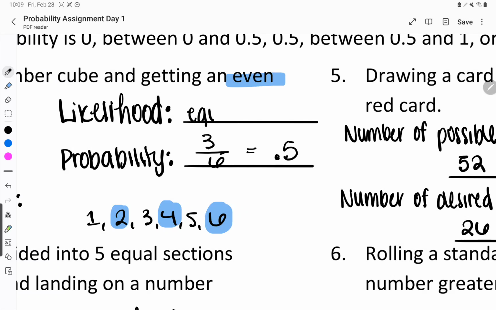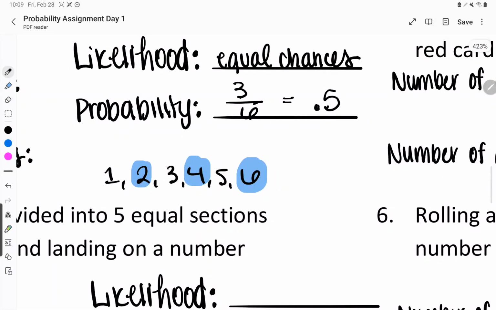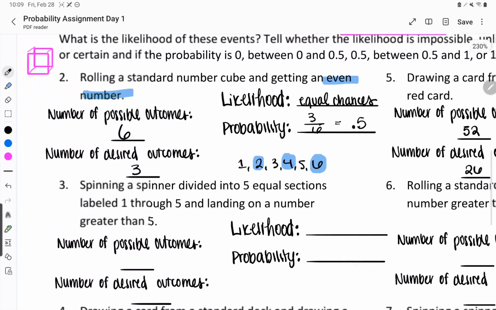So equal chances is what I'm going to put because that's a really long word. Equal chances of it happening. There is an equal chance of it landing on 2, 4, or 6 as there is of 1, 3, or 5 because half of the outcomes are that.